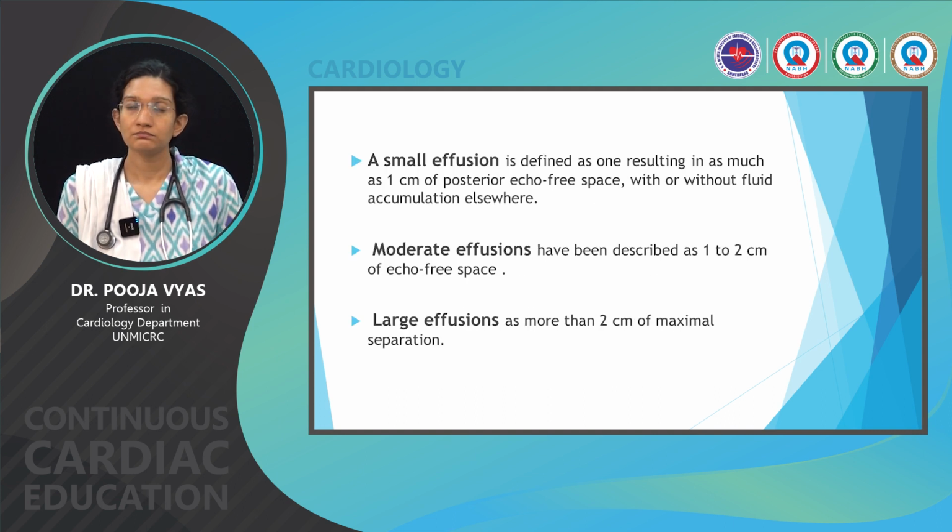A small pericardial effusion, which is seen throughout the cardiac cycle, is quantified as less than 1 centimeter of posterior echo-free space, with or without accumulation elsewhere. Moderate pericardial effusion is when there is 1 to 2 centimeters of echo-free space posterior to the posterior wall of the left ventricle, and we call it a large effusion when there is more than 2 centimeters of echo-free space.